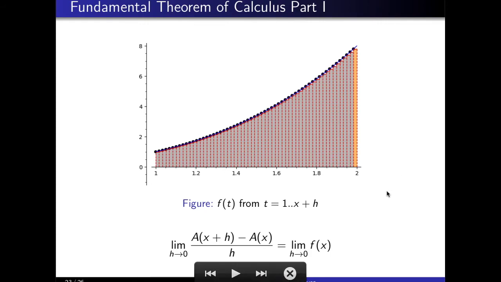So what's going on here is we're making the width of this orange rectangle very, very thin. And then the ratio between the area of this now very thin orange rectangle and its width is the height of the rectangle, so f of x. But then the expression on the left-hand side of the equal sign is just our definition of a derivative for the area function. We have the limit as h goes to 0 of A of x plus h minus A of x, all divided by h. That's A prime of x.